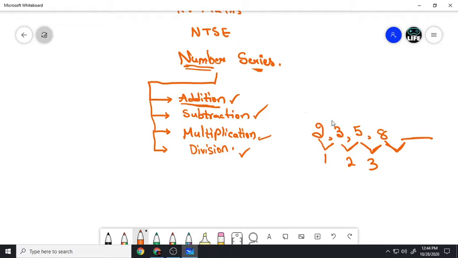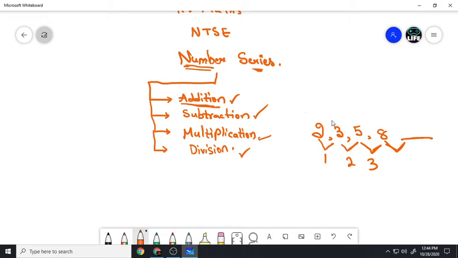While coming to multiplication, 2, 4, 8, 16, 32, and what is the next number? If they ask you like this, as you can observe, there is a small difference here, a big difference here, and a very big difference. So it is a multiplication series. So you can observe like this, by just seeing the sum you can say whether it is a multiplication series or addition series or subtraction series or division series.